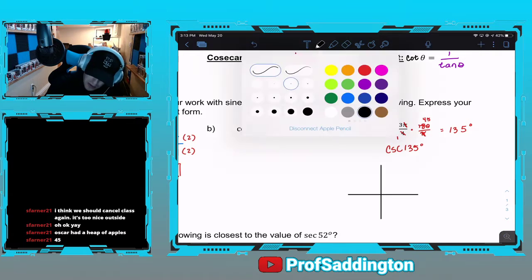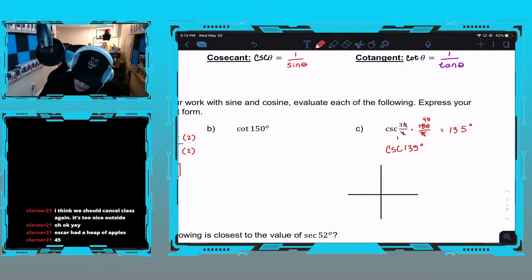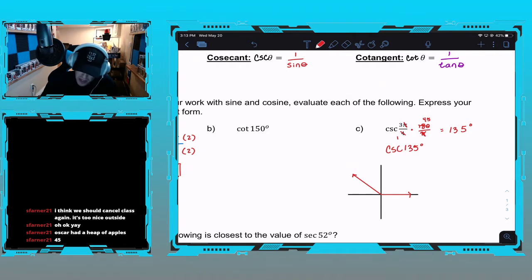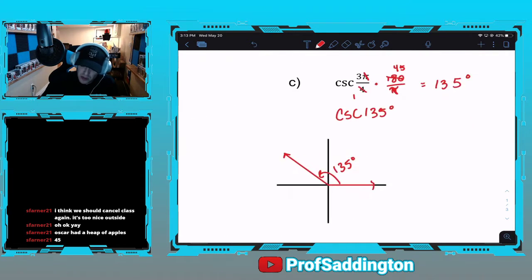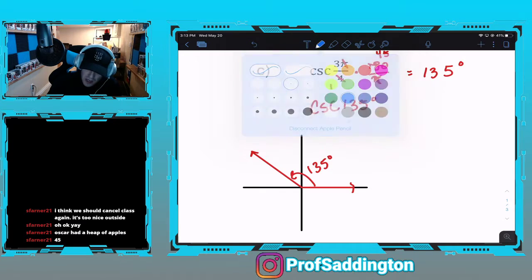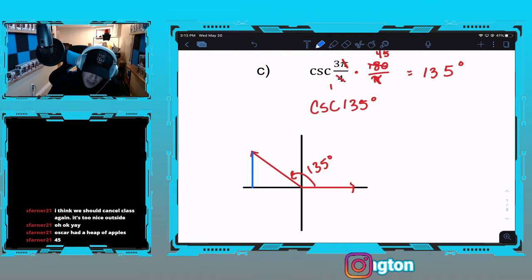So I have 135 degrees. This time 135. Again, we're going to start at the x-axis. It's going to end in the second quadrant this time. So that's 135. But we have to create the right triangle. So let me zoom in here. If I go to do my right triangle, I'm going to end here.